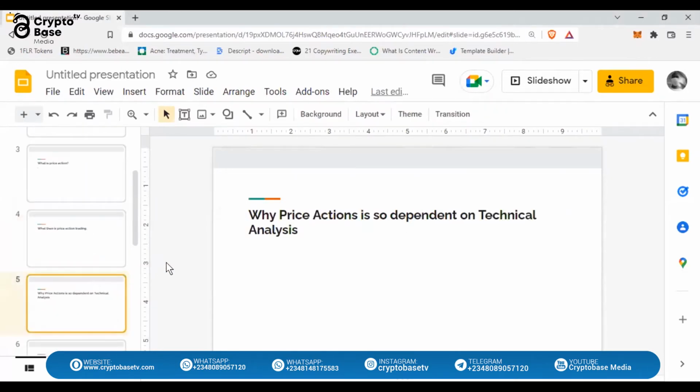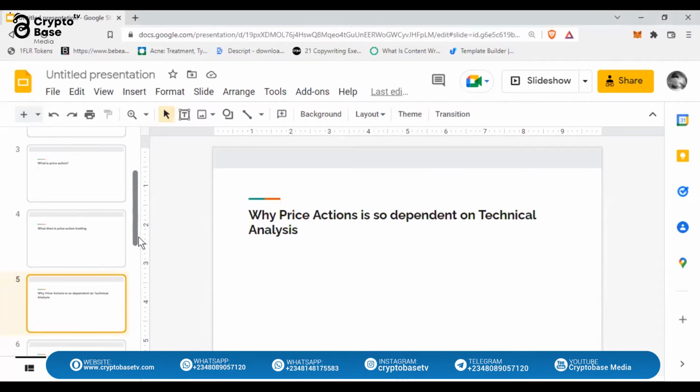Now, let's move to the next one. Why is price action so dependent on technical analysis? Anytime we talk about price action, we definitely mention technical analysis. It is like how the heart is to the body. When a body has no heart, that body is lifeless and can never do anything. It can't even move. There's no spirit in it because there's no heart in it. The heart is like the engine. So we need technical analysis when we are talking about price action.